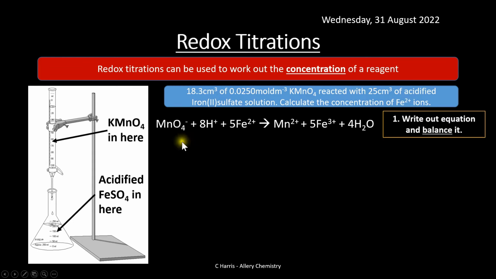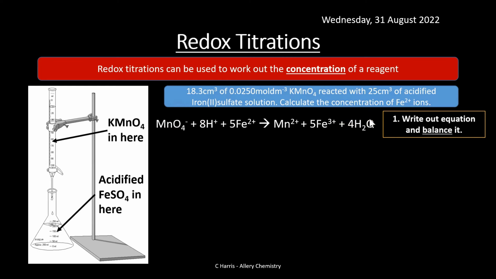So here is the equation. We've got KMnO4 in here, this is the lovely purple colour, and we've got iron 2 sulfate in here, which is a very pale green colour, almost colourless to be honest. The first thing we need to do is write out an equation and balance it. So here we've got MnO4- going to Mn2+, and we've got Fe2+ going to Fe3+. And then we have to combine these and balance them with water and protons, etc. You need to be familiar with this bit and with writing out half equations.